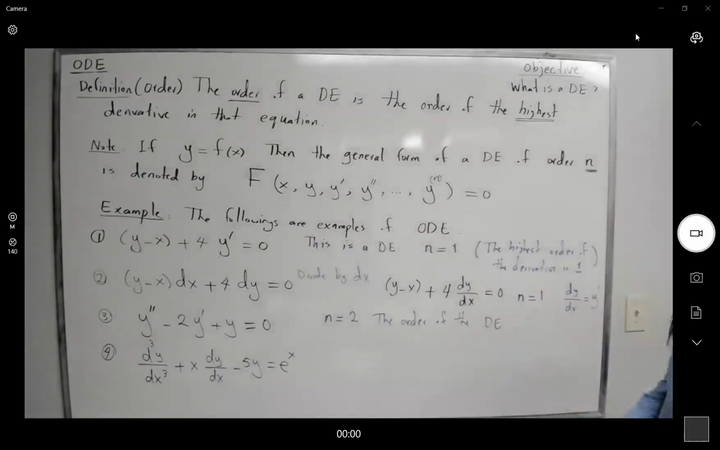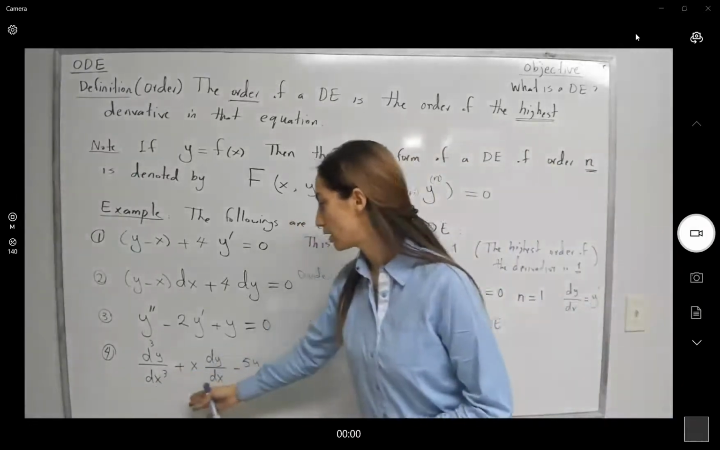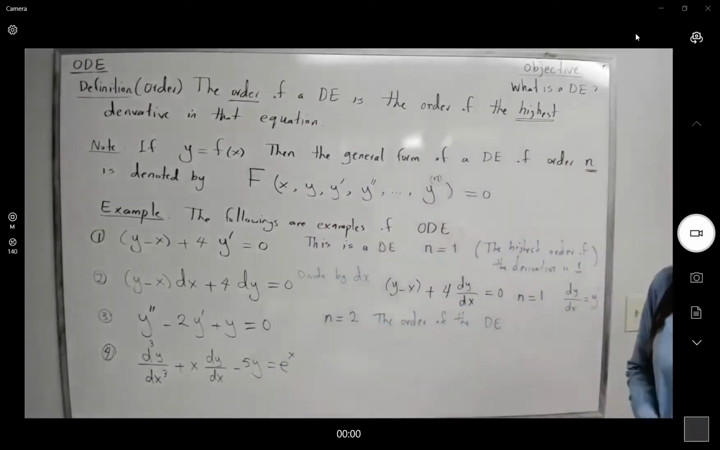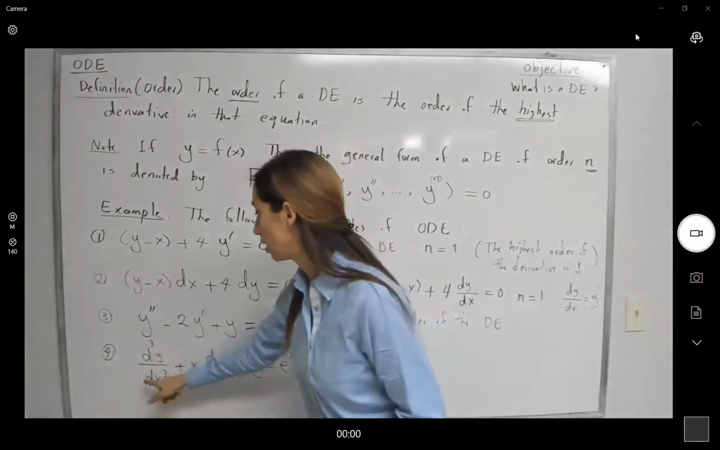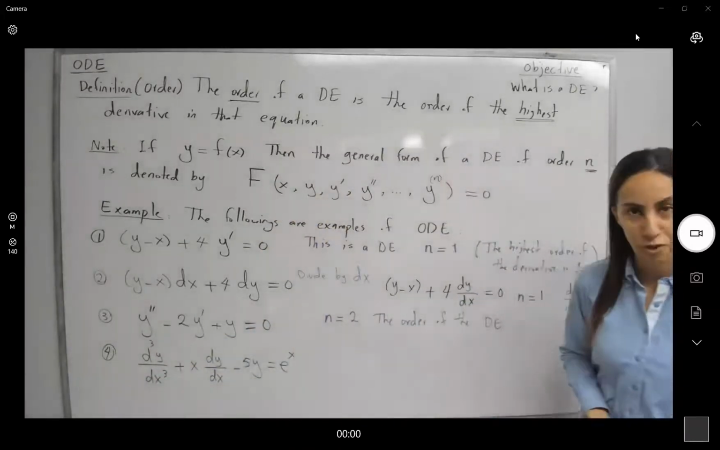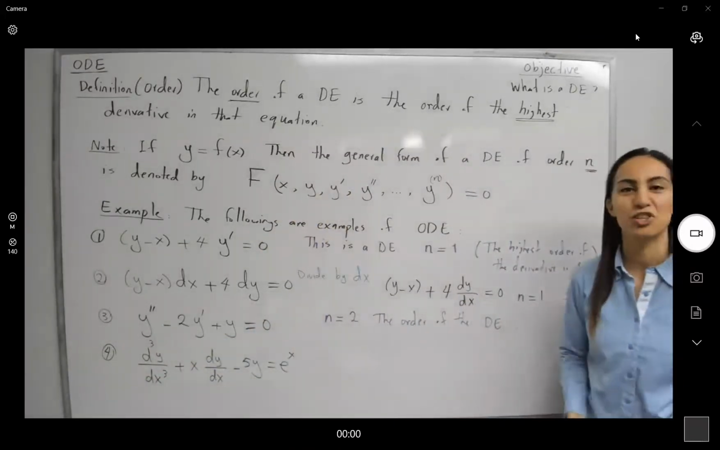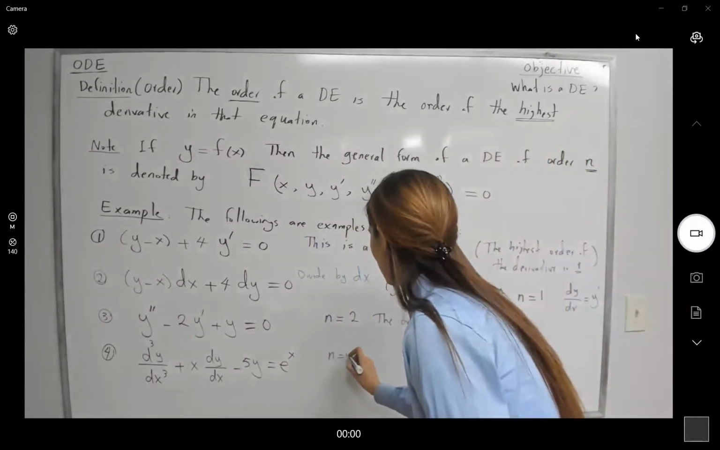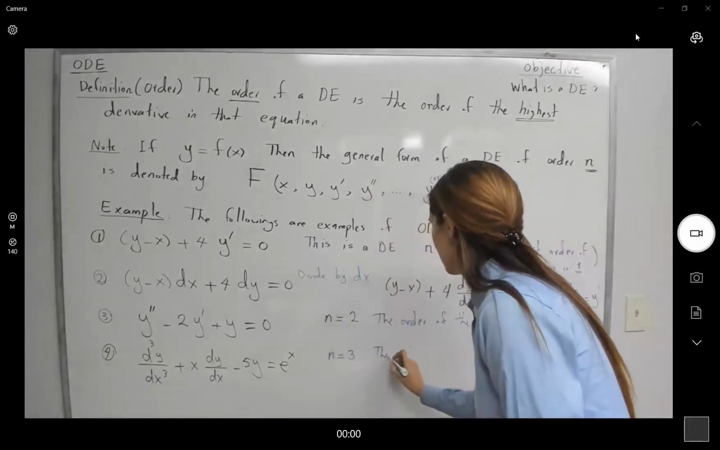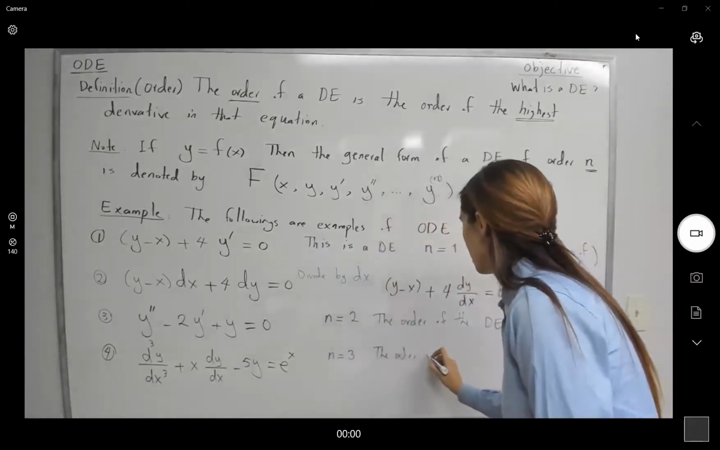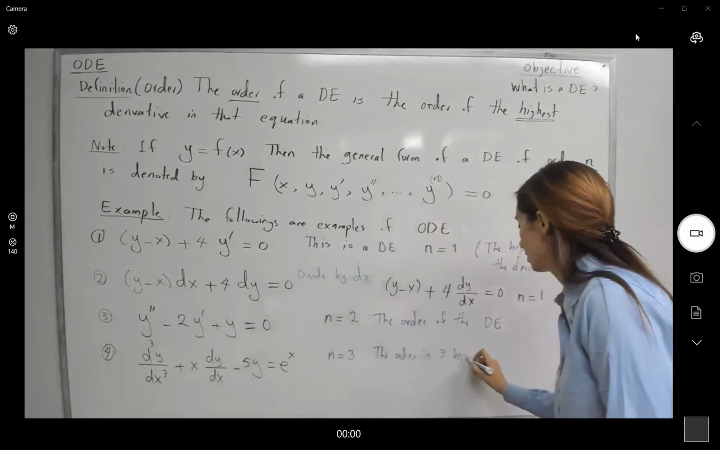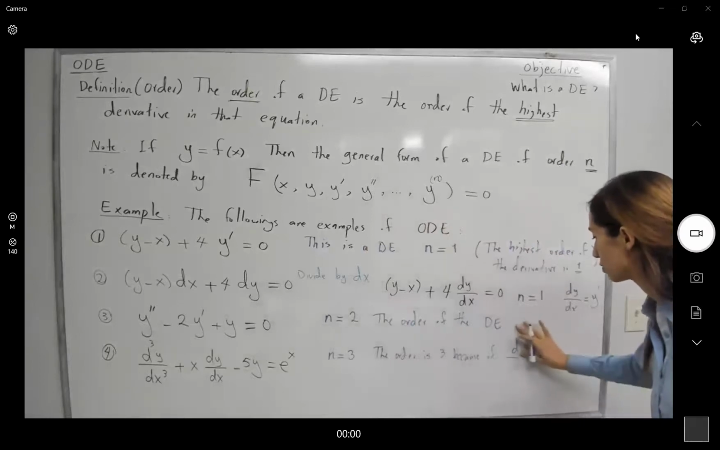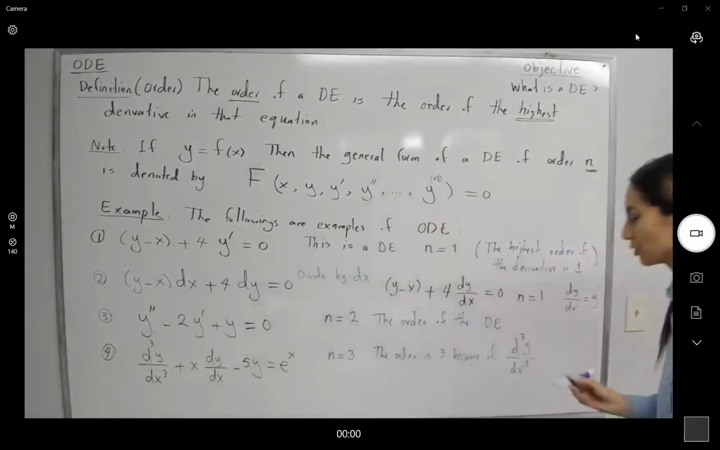Here we have a relation between the third derivative of y, the first derivative of y, and a function of x. Well, as you can see, the highest derivative has order 3. So the order of this differential equation is 3. n is equal to 3. The order is 3 because of the third derivative of y with respect to x.